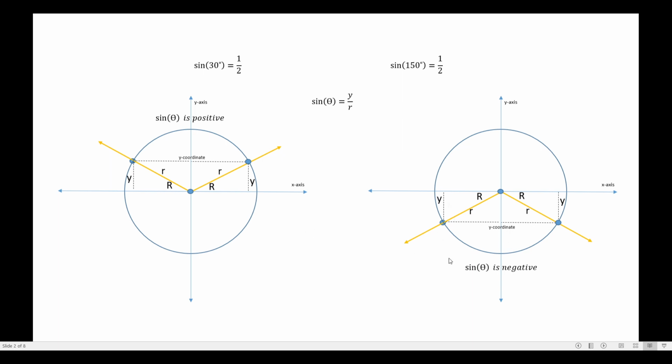It can also be verified using the ASTC concept from our previous discussions, that the sine function is only positive in the first quadrant and the second quadrant. Because in the third quadrant, tangent is the only positive function, and in the fourth quadrant, cosine is the only positive function. So obviously the sine functions are negative in both quadrant 3 and quadrant 4.